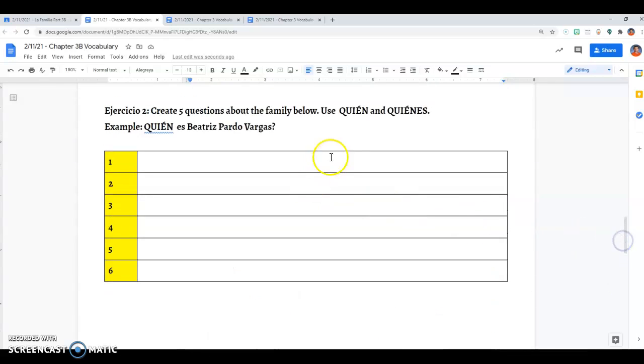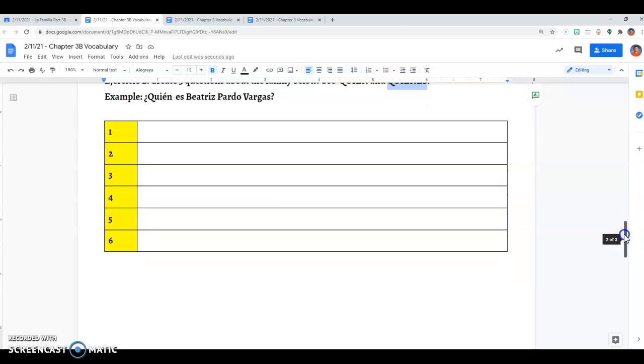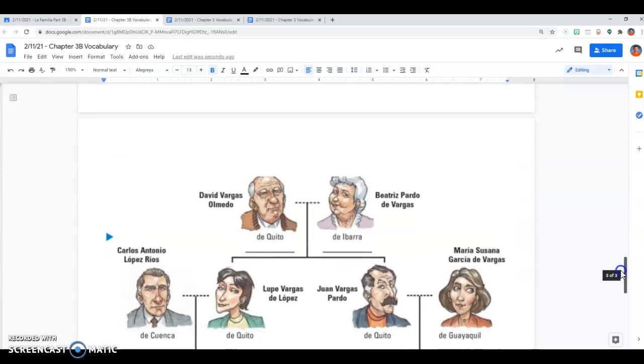Now, what's the difference between quién and quiénes? Well, both of them mean who. But if you want to ask who is, and it's a single person, you're going to use quién es. If you want to say who are, you're going to use instead quiénes son. Remember, son is the plural of es.